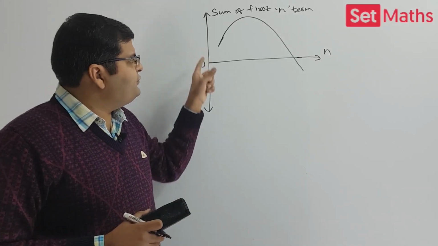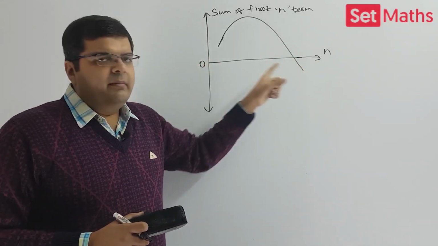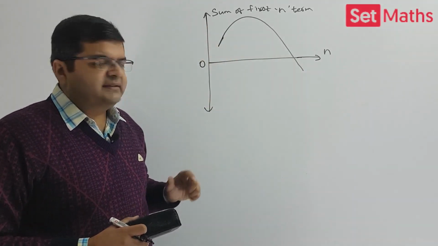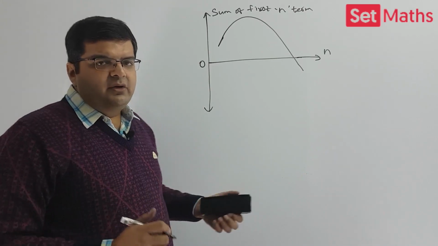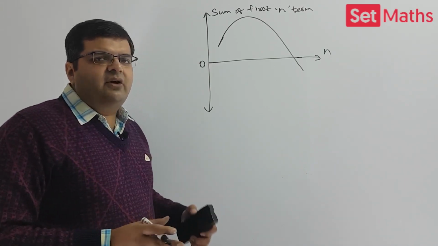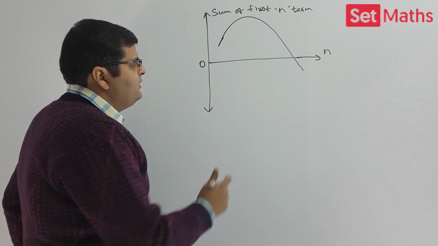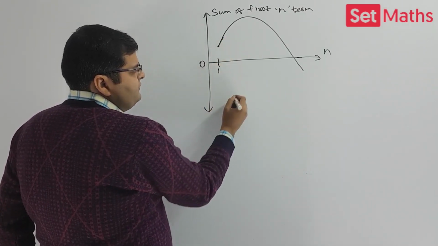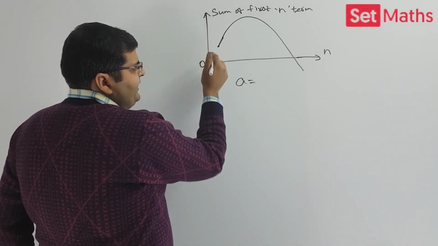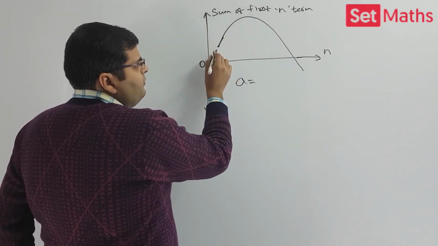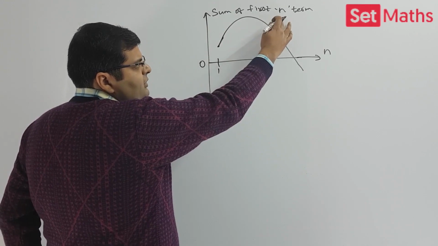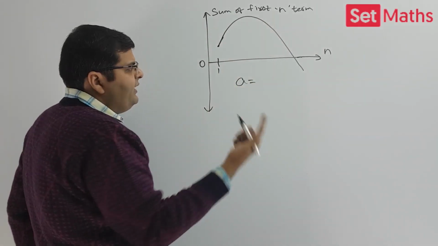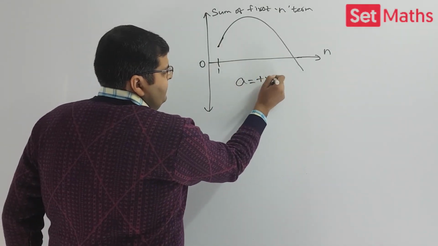Over here the graph shows n as the number of terms, which is the x-axis, and the sum of the first n terms as the y-axis. The graph starts from n equal to 1. We need to figure out the signs of the first term and the common difference. This is the first term, so n is 1 here, and it is on the positive side. If I take n equal to 1, the sum of the first one term is the first term only, that is a, which is positive from the graph.